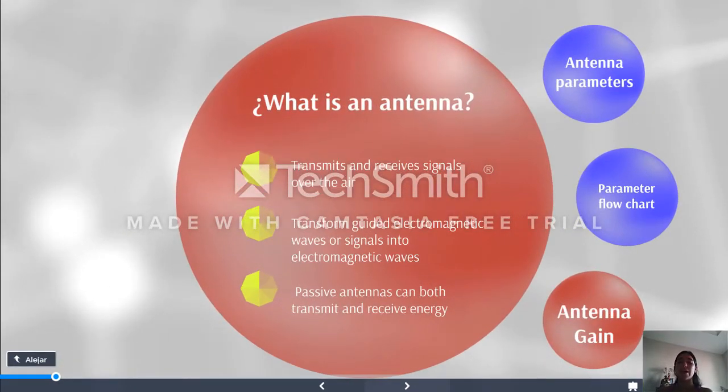What is an antenna? An antenna transmits and receives signals over the air. Antennas are used to transform guided electromagnetic waves or signals into electromagnetic waves that propagate in free space, and vice versa. Generally, passive antennas can both transmit and receive energy and are thus reciprocal. Therefore, all statements on radiation and transmission are also valid for the reception of radio waves.